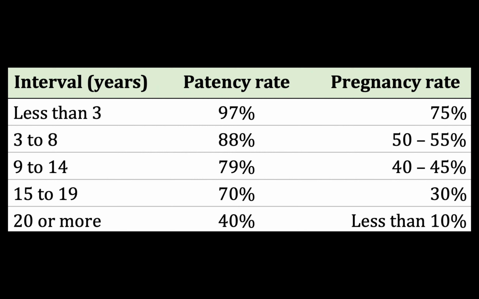So if the duration is less than 3 years, then the pregnancy rate is 75% and the patency rate is around 90%. If it's 3 to 7 years, then the pregnancy rate is around 70% and the patency rate is around 60%. If it's 7 to 15 years, then the pregnancy rate is around 50%. And if it's more than 15 years, then the pregnancy rate would be around 30%.